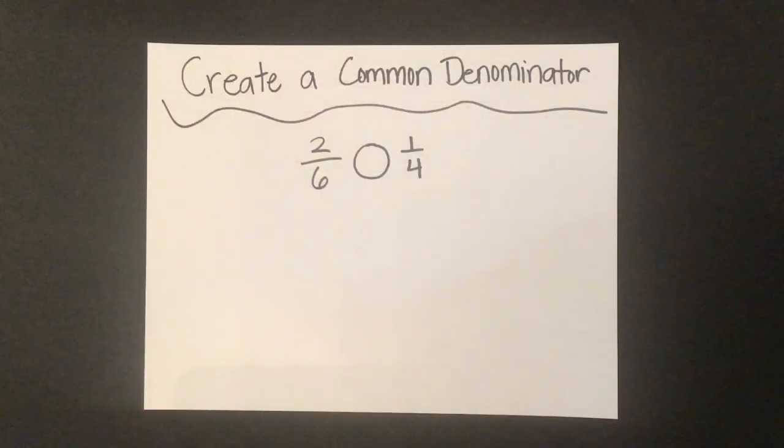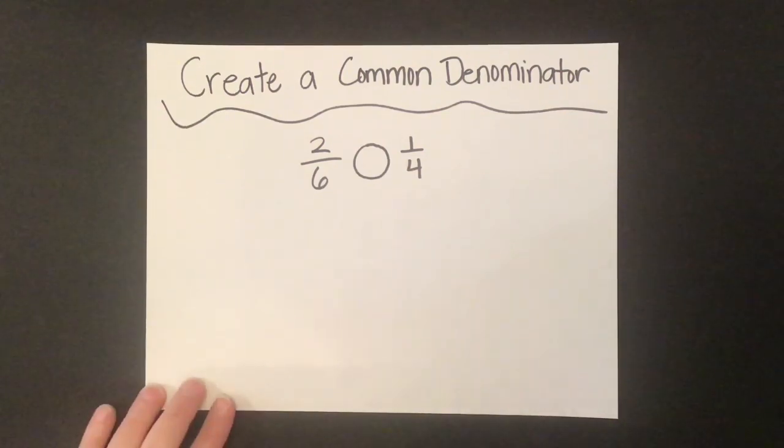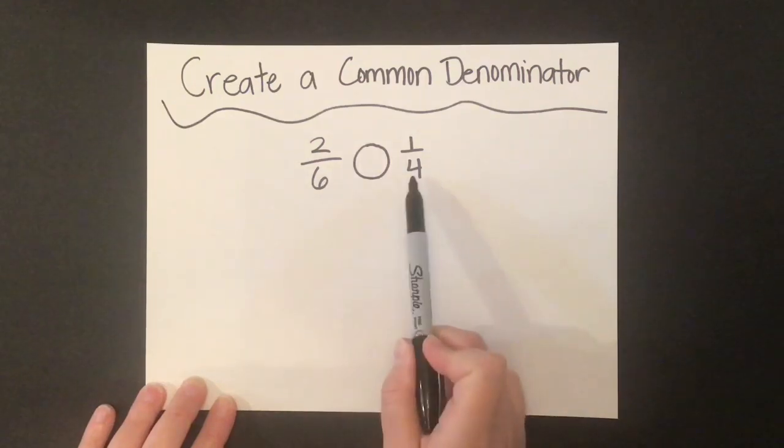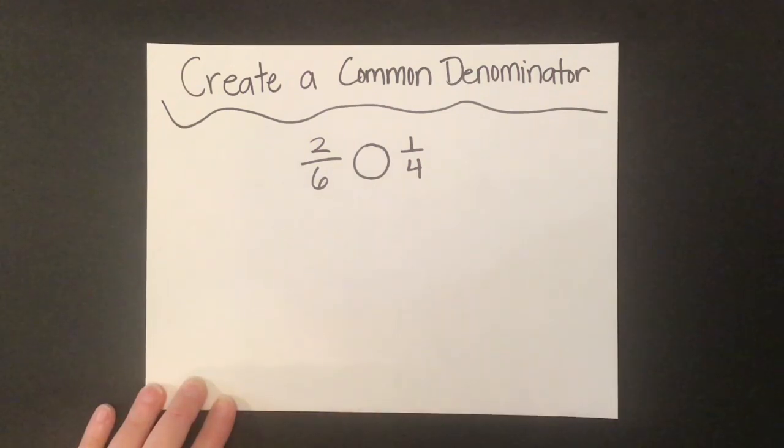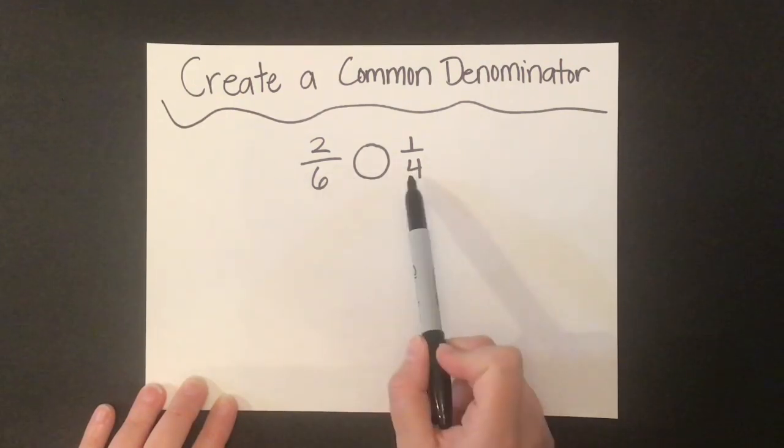Let's look at these two fractions, 2/6 compared to 1/4. When I think about comparing the two amounts, I notice that the denominators are not the same, the numerators are not the same, and if I think about the benchmarks, they are both less than 1/2. So these are very close to one another. Let's look at our denominator and see if we can create a common denominator. Does 4 times anything equal 6?